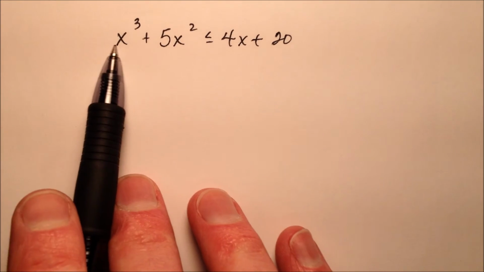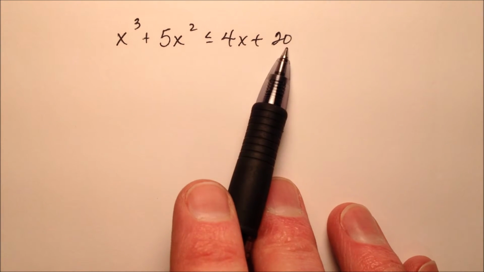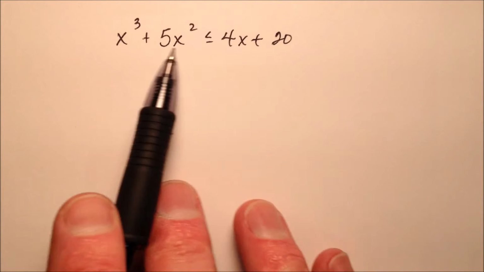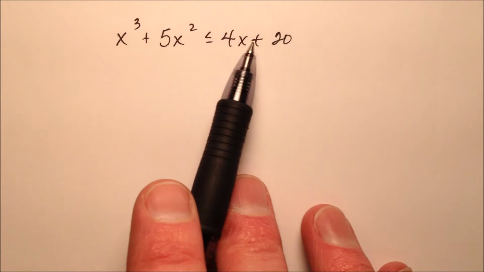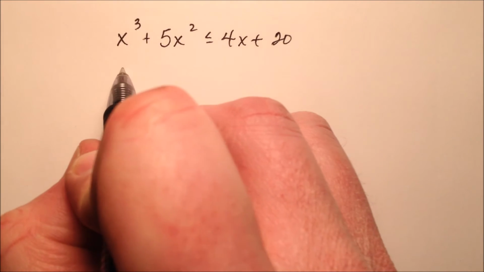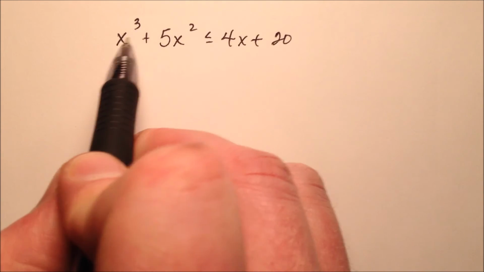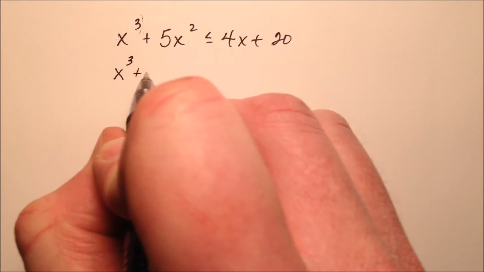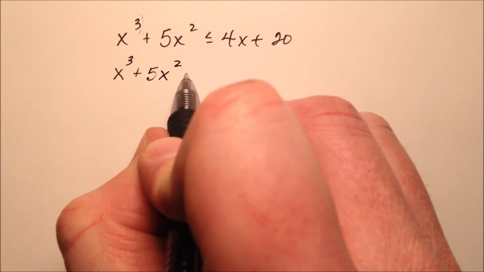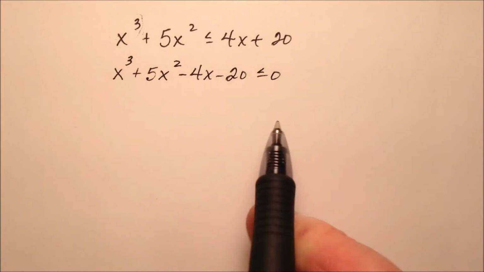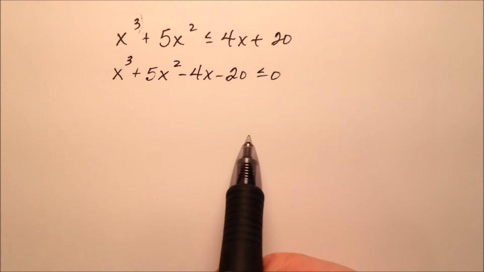In this example, we're going to solve this cubic inequality and then graph the solution set on a number line. So the first thing we need to do is to make sure all the terms are on one side of the inequality and we have 0 on the other. So I'm going to put all the terms on the left side because that's where my leading coefficient is positive. So it'll be a -4x and a -20 less than or equal to 0.